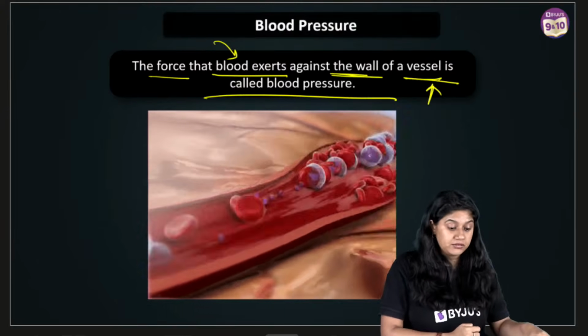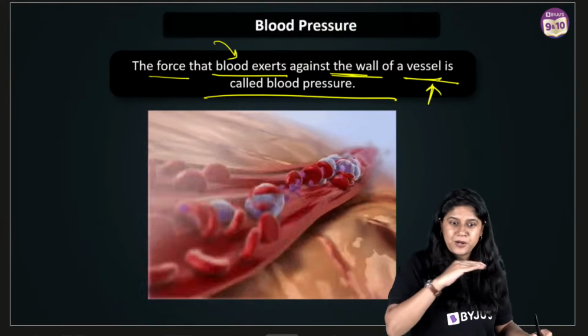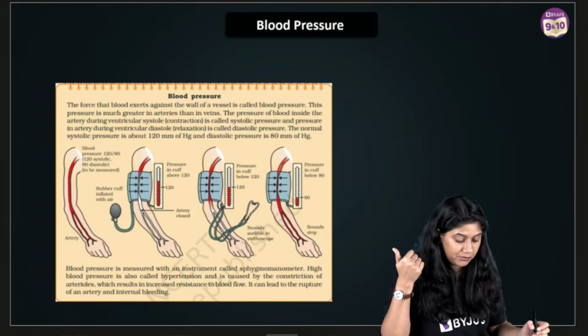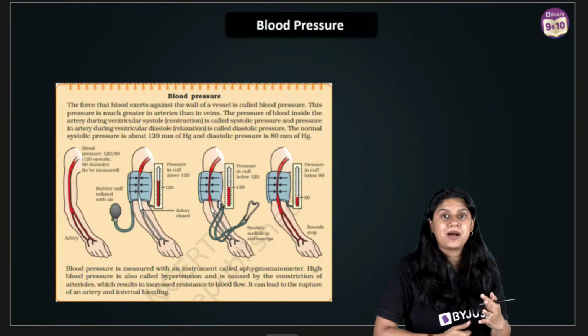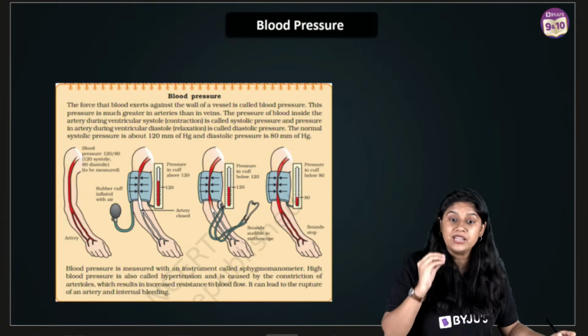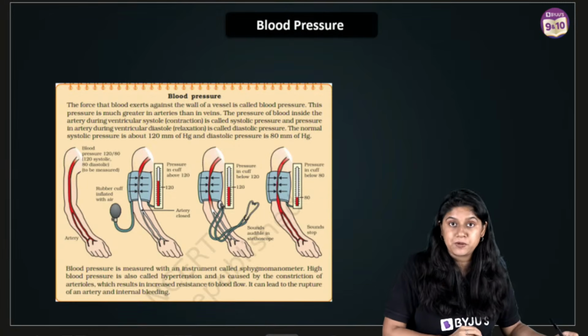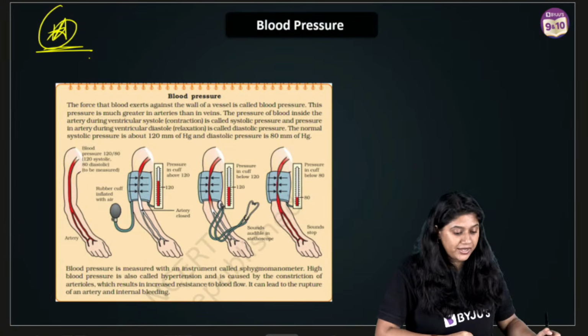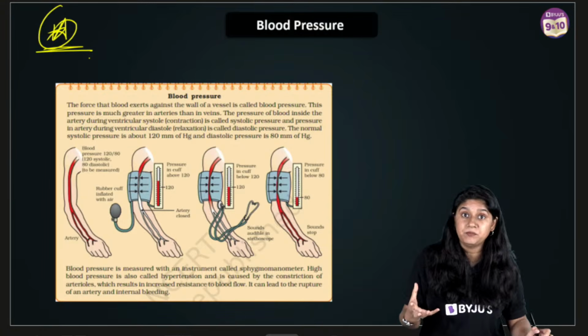We have this number, maximum and minimum, which tells us whether we have high BP or low BP. What is really important for all of us to understand is that blood pressure as a concept is very important. We can measure it by use of this sphygmomanometer.